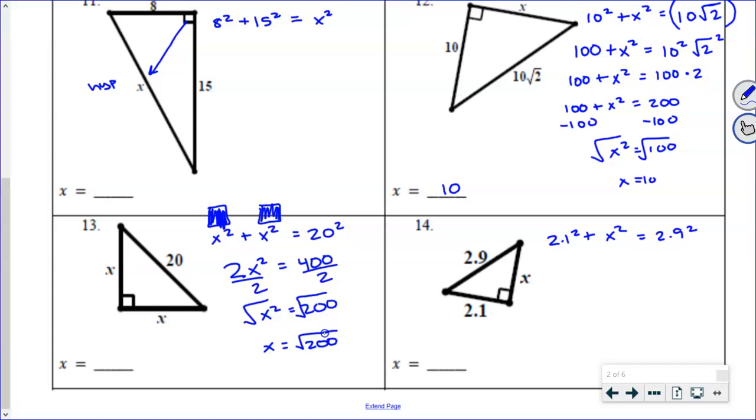Practice with your groups. Practice simplifying it. 30-second head start before I go over it with you. Simplify that square root.